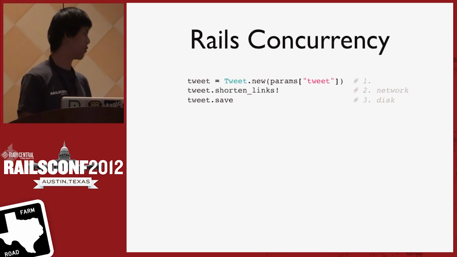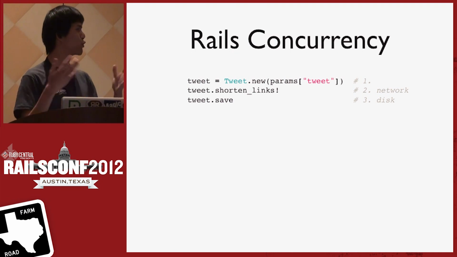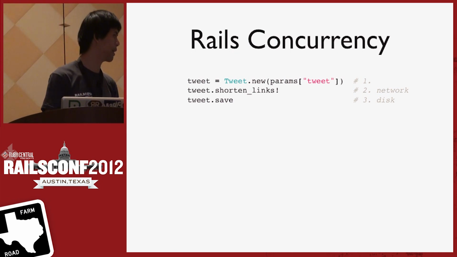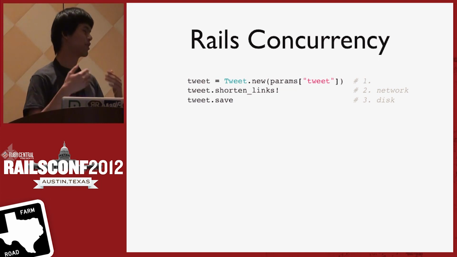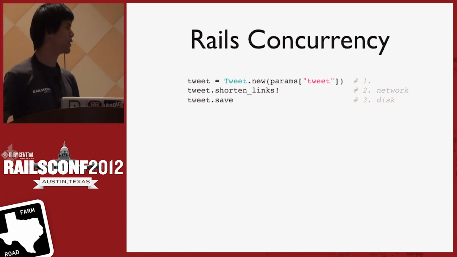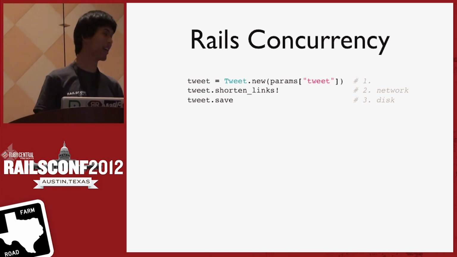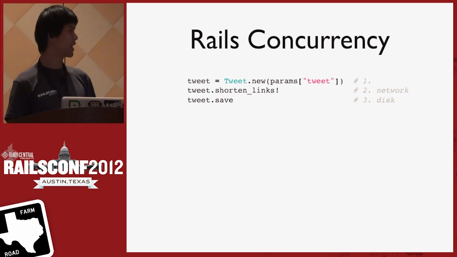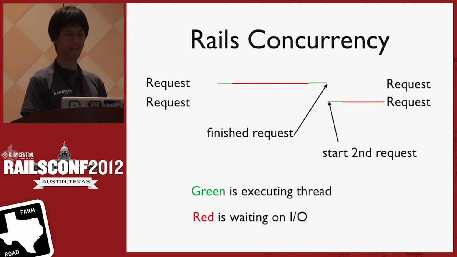So making this a little more concrete, if we were writing a controller action that creates a new tweet and saves it to our database, even in these 3 lines, we're seeing a lot of blocking I/O, right? So first, we create a new tweet from the parameters. And when we go and shorten the links, we might go out to bit.ly, and that's going to be network access. When we save a tweet to our database, that's going to touch the disk. And that all happens transparently for us, which is fantastic.